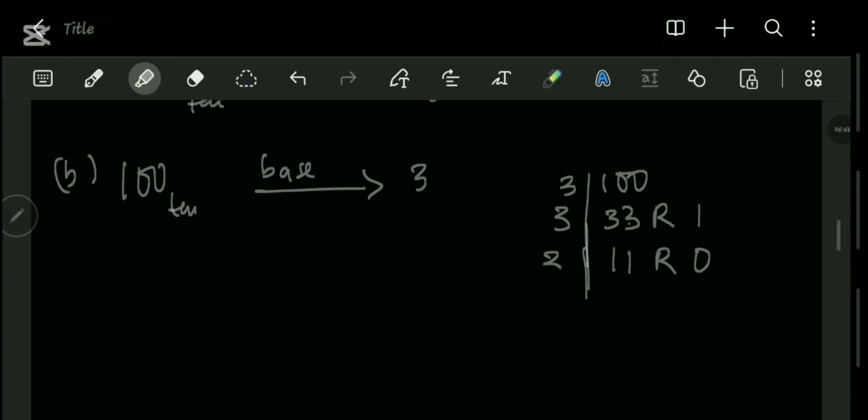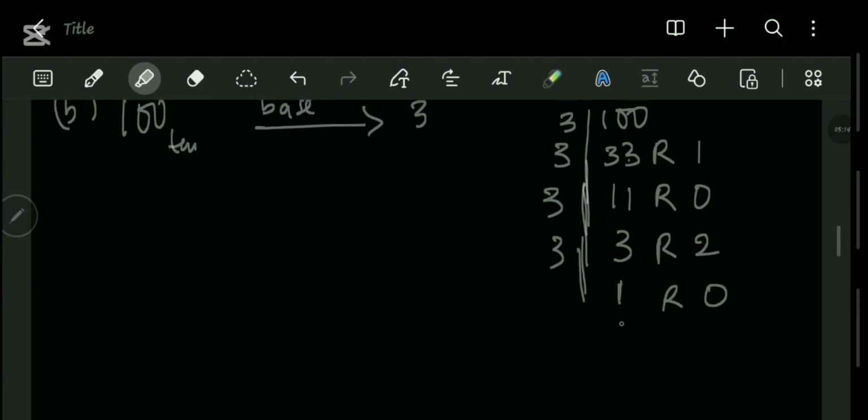And 3 goes into 11 is 3, because 3 times 3 is 9, and then 11 minus 9 should give us 2. And 3 can still go in 3, so when 3 goes in 3, we are going to have 1, remainder 0. And 3 cannot go in 1, so we stop at this junction and we pick our values from the last digit down here and we go upward this way.